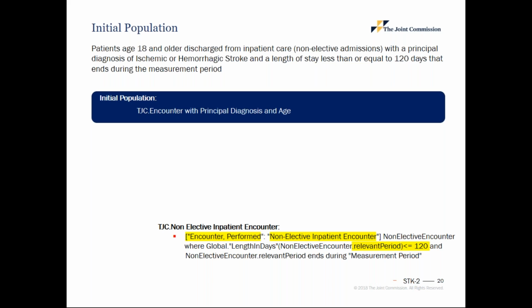So starting at the base of the definition, the logic is looking for a non-elective inpatient encounter that is less than or equal to 120 days. So a patient must have one of the encounter codes listed in the value set to satisfy this expression. Now, going back to the dot relevant period attribute I mentioned earlier, this is used to define the start and end of a given time frame. So in this instance, the relevant period defines the duration of the encounter to be 120 days or less and must also occur during the measurement period.